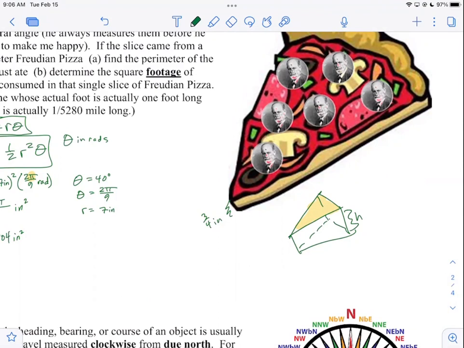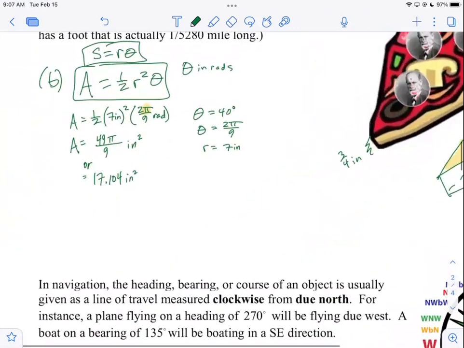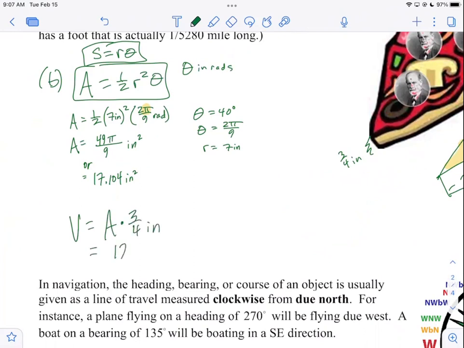So take your answer from the previous line, 17.104226667, and just hit times 0.75 or times 3 divided by 4, and you get 12.828. So that would be the volume. So for what it's worth, the volume of this slice, which is the true measure, I'll just show this. It's the area times 3/4, so that's 12.828 cubic inches. That's the true measure of the space that it takes up in Mr.